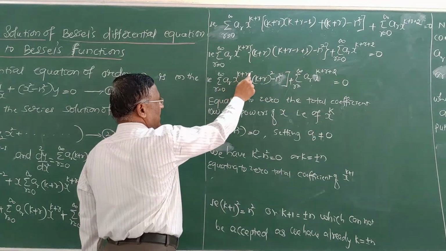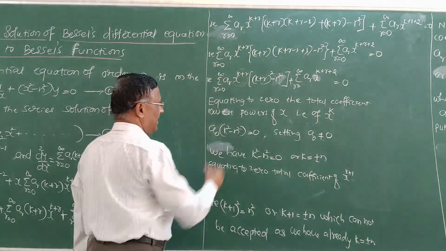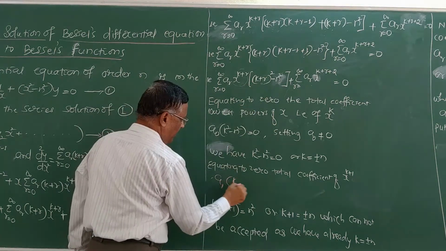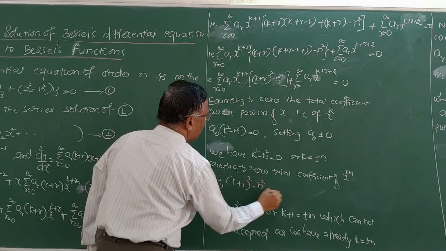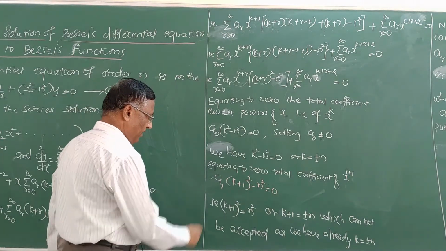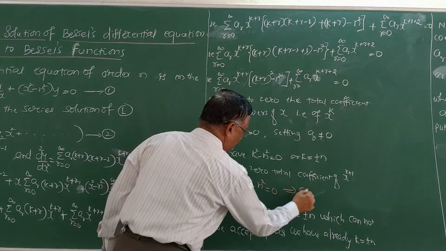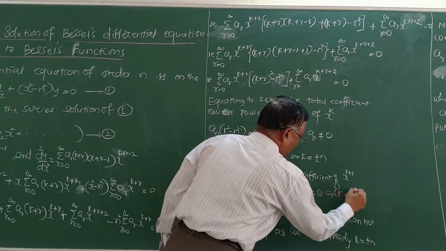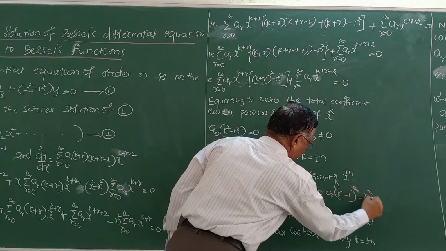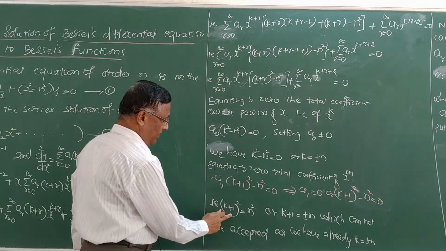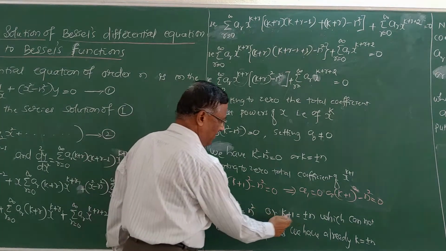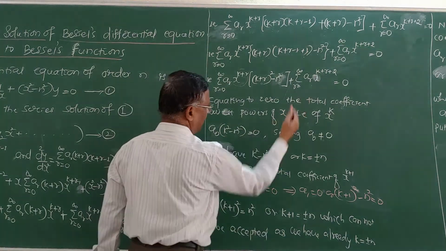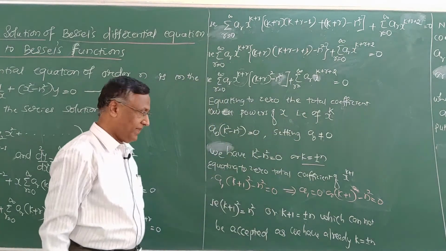If we put r equal to 1, we will get the x raised to k plus 1 term, whose coefficient is a1 into bracket k plus 1 whole square minus n square equal to 0. This implies that either a1 equal to 0 or k plus 1 whole square minus n square equal to 0, that is k plus 1 equal to plus or minus n, which cannot be accepted because we already have k equal to plus or minus n.